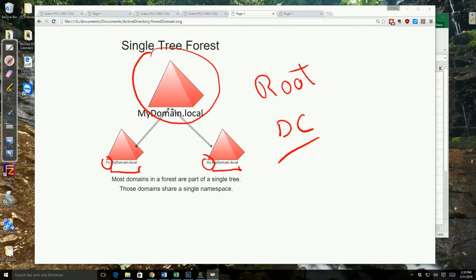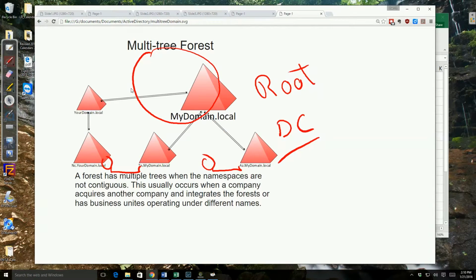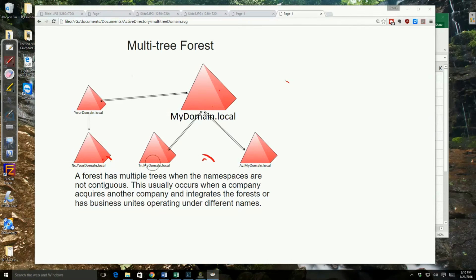Now, let me erase these lines. If you have a domain with multiple trees, when you create your first domain in a brand new forest, that first domain still is the forest root. And it can again have, if necessary, subdomains under it. It doesn't have to. But to create a second tree in the forest, the top level portion of the domain name would be different. So in this case, yourdomain.local, if it's in the same forest as mydomain, means that it starts a separate tree and it can have subdomains under it.